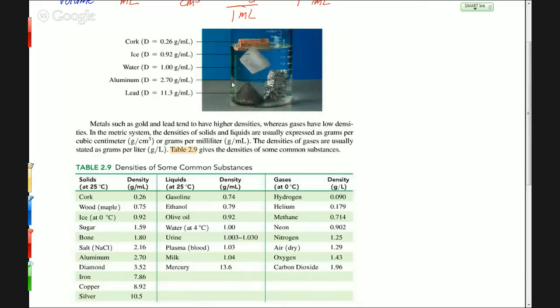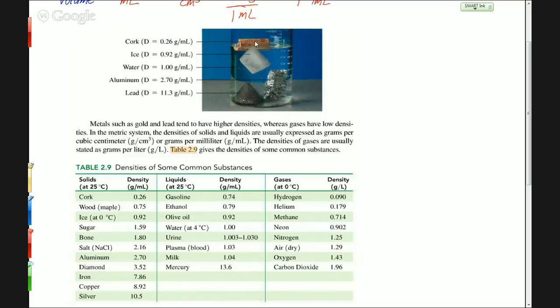And then beyond that, you can also see that the ice is floating, but just a tiny corner of it is peeking above the water, whereas the cork is sitting way up on top of the water. So you can see the difference in their densities. Ice's density is nearly the same as water, just a little bit less, so only a little bit comes out, whereas the cork is much less dense than water, so most of it is out of the water.